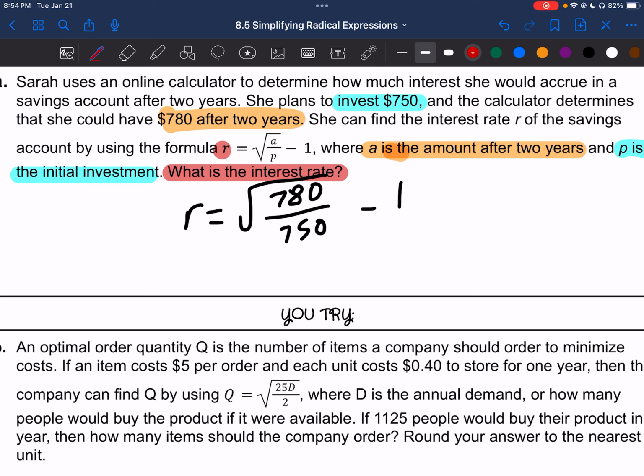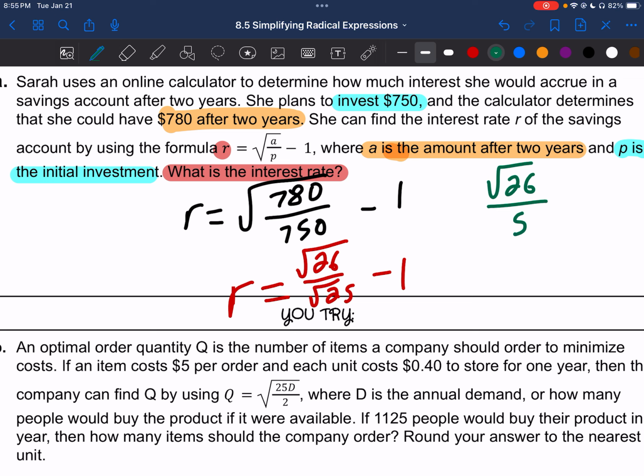Now, when I simplify this, I can find some division to do. And it looks like I'm dividing by 30 maybe? Yeah, I would divide by 30. And so when I do that, my fraction on the inside is the square root of 26 over the square root of 25, and this is minus 1. And then when I simplify that, we get the square root of 26, because that's 2 times 13, over square root of 25 is 5 minus 1.